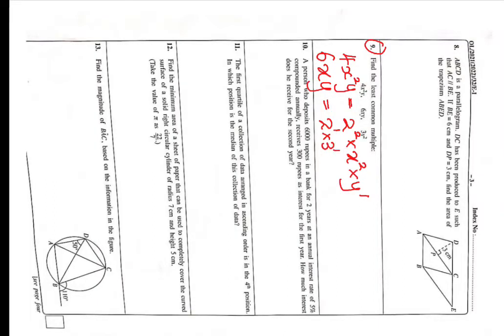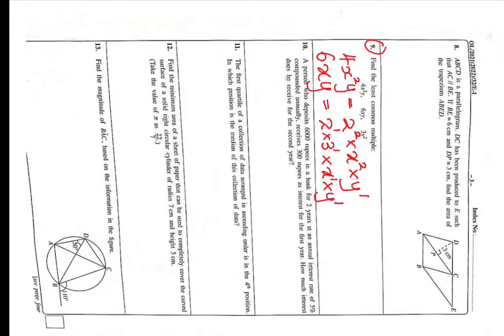Find the least common multiple. So first we have to write 4x square y in index notation. 4 can be written as 2 square into x square into y to the power 1. Then the second one, 6xy. 6 can be written as 2 into 3, that is 2 to the power 1, 3 to the power 1, into x to the power 1, y to the power 1.